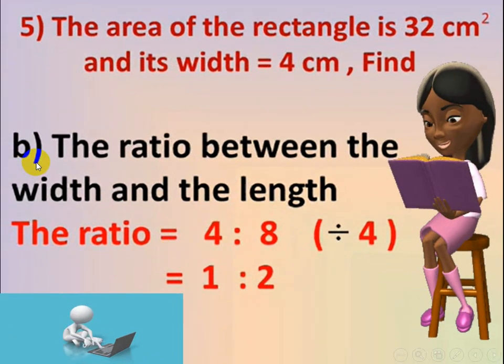Number B, the ratio between the width of the rectangle and the length. The ratio between the width first, the width is 4, to the length of the rectangle, as we found, is 8. 4 to 8, simplify in the simplest form. 4 and 8 are divisible by 2 and divisible by 4. We will write divided by 4. 4 divided by 4 equals 1. 8 divided by 4 equals 2. 1 and 2 are in the simplest form, so the ratio will be 1 to 2.